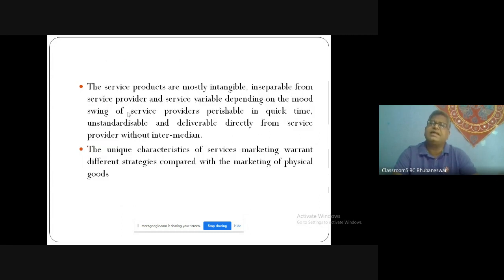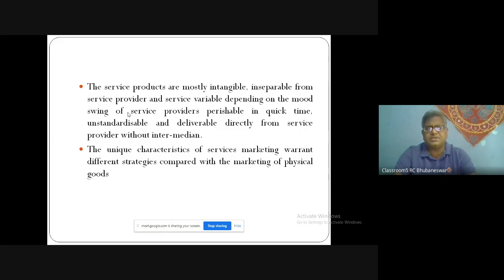Services are intangible, inseparable from the service provider, and variable depending on the mood and swing of the service provider. For example, look at the competition between Jio and others. Jio is the best in the service they provide.